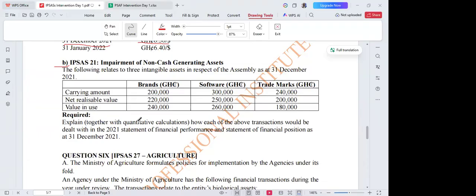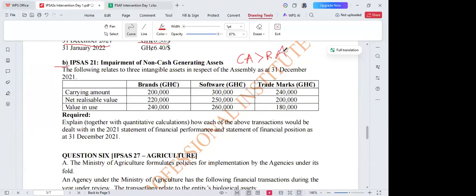Okay, so how do we go about this? We need to know the measurement rules for impairments. So impairment for non-cash-generating assets, how do we calculate it? We first have to check the condition for impairment, and the condition is that the carrying amount of the asset should be greater than the recoverable amount. That's the first thing you check.